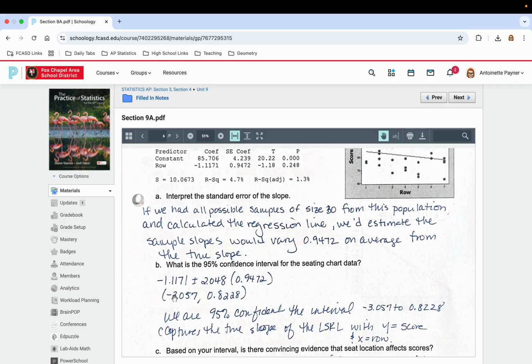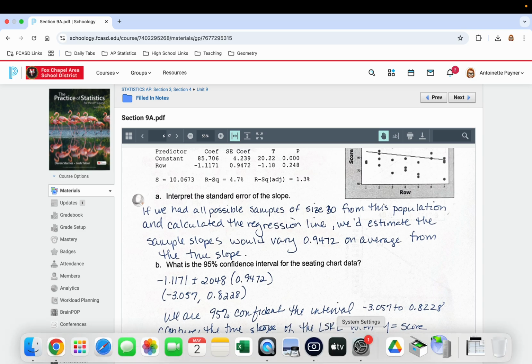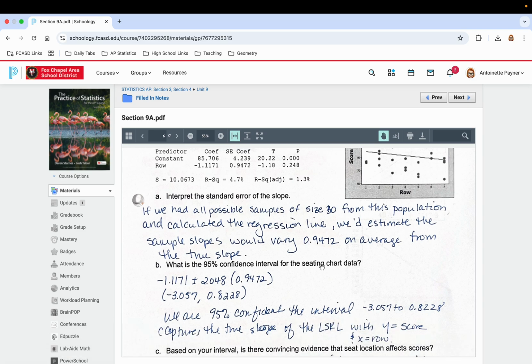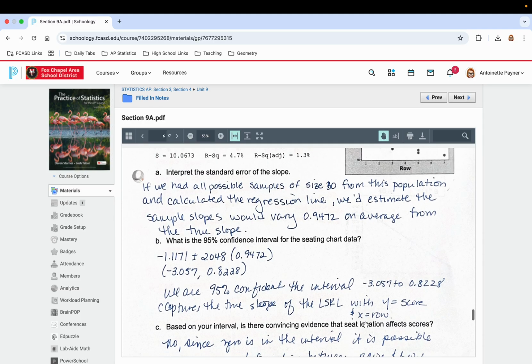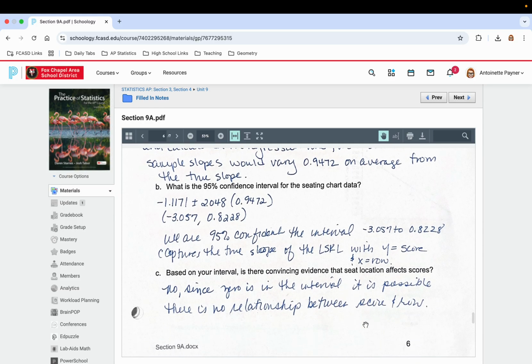You do all the math there. There's your interval. So then I can say we are 95% confident the interval negative 3.057 to 0.8228 captures the true slope of the least squares regression line with x equals row and y equals score. Based on your interval, is there convincing evidence that seat location affects score? No, since 0 is in the interval, it's possible there's no relationship between score and row. So again, 0 is going to be that important number for us. 0 is in the interval. 0 would mean that there is no relationship between the two.